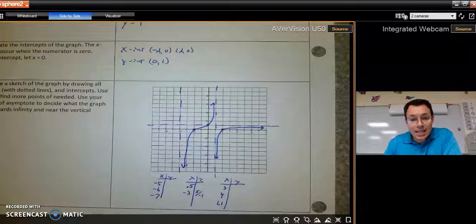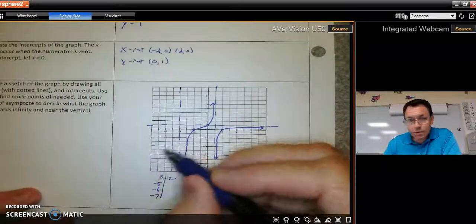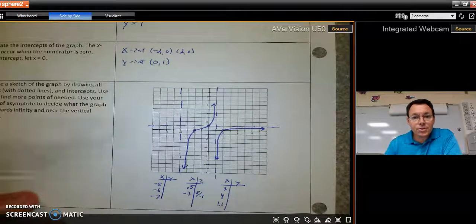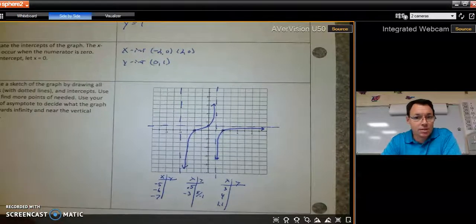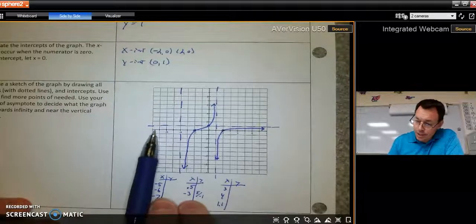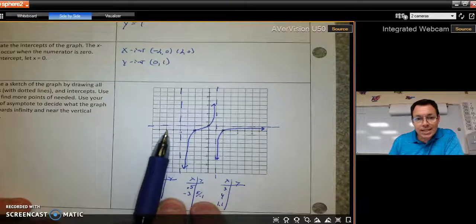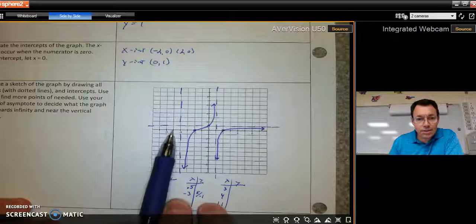Okay, and then, well, what happens over here? We don't have anything. Okay, we don't have any points. But also, not having points tells us something. Okay, this is the x-axis. If we were to cross that x-axis, then we would have discovered an x-intercept.